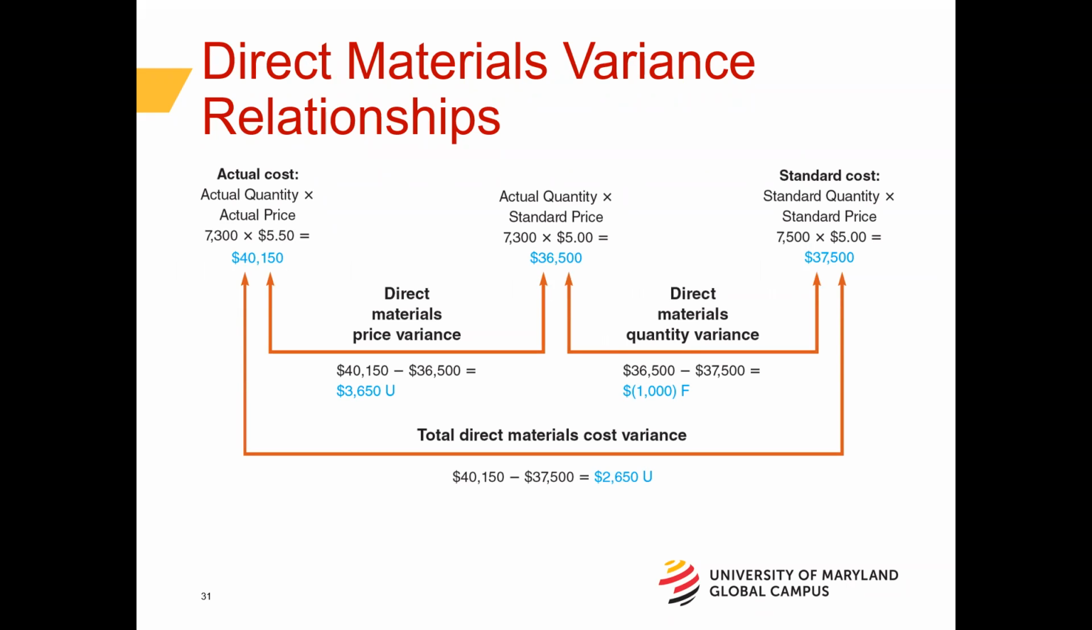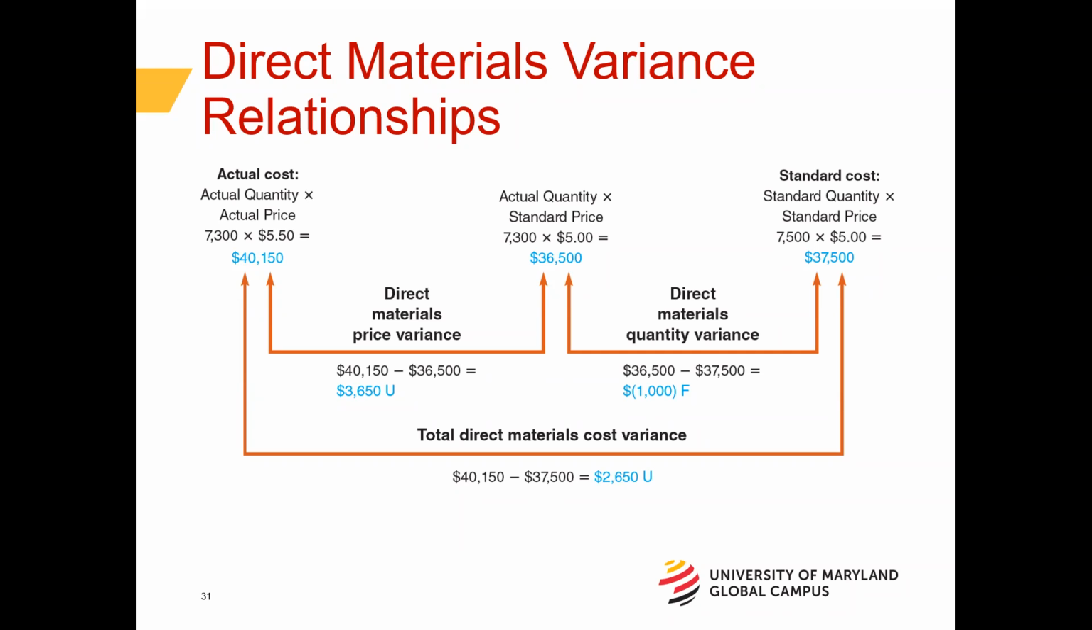So let's see how we got there. Let's put it all together. The actual cost, we came in at $40,150. How we got there: 7,300 square yards used at $5.50 per square yard.